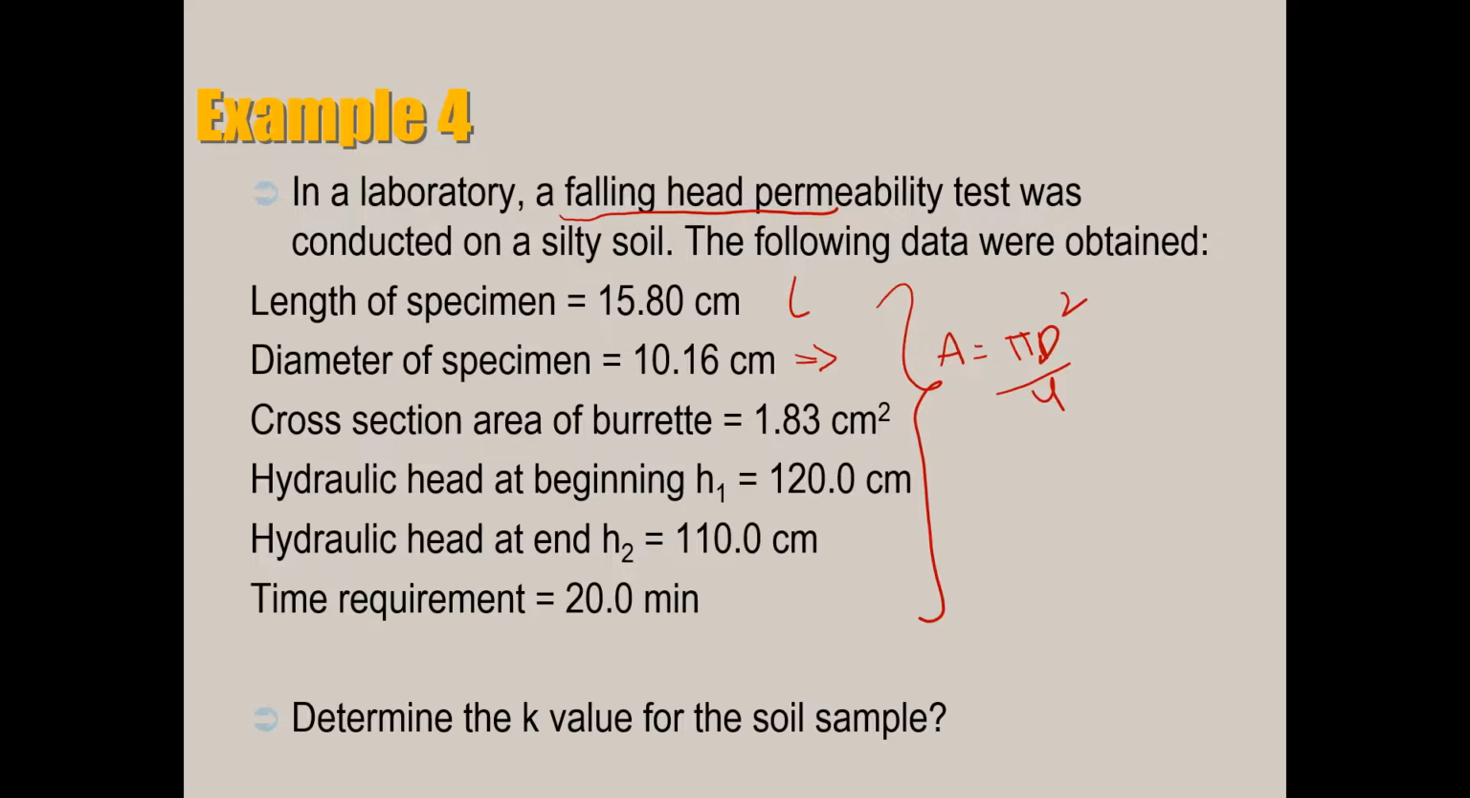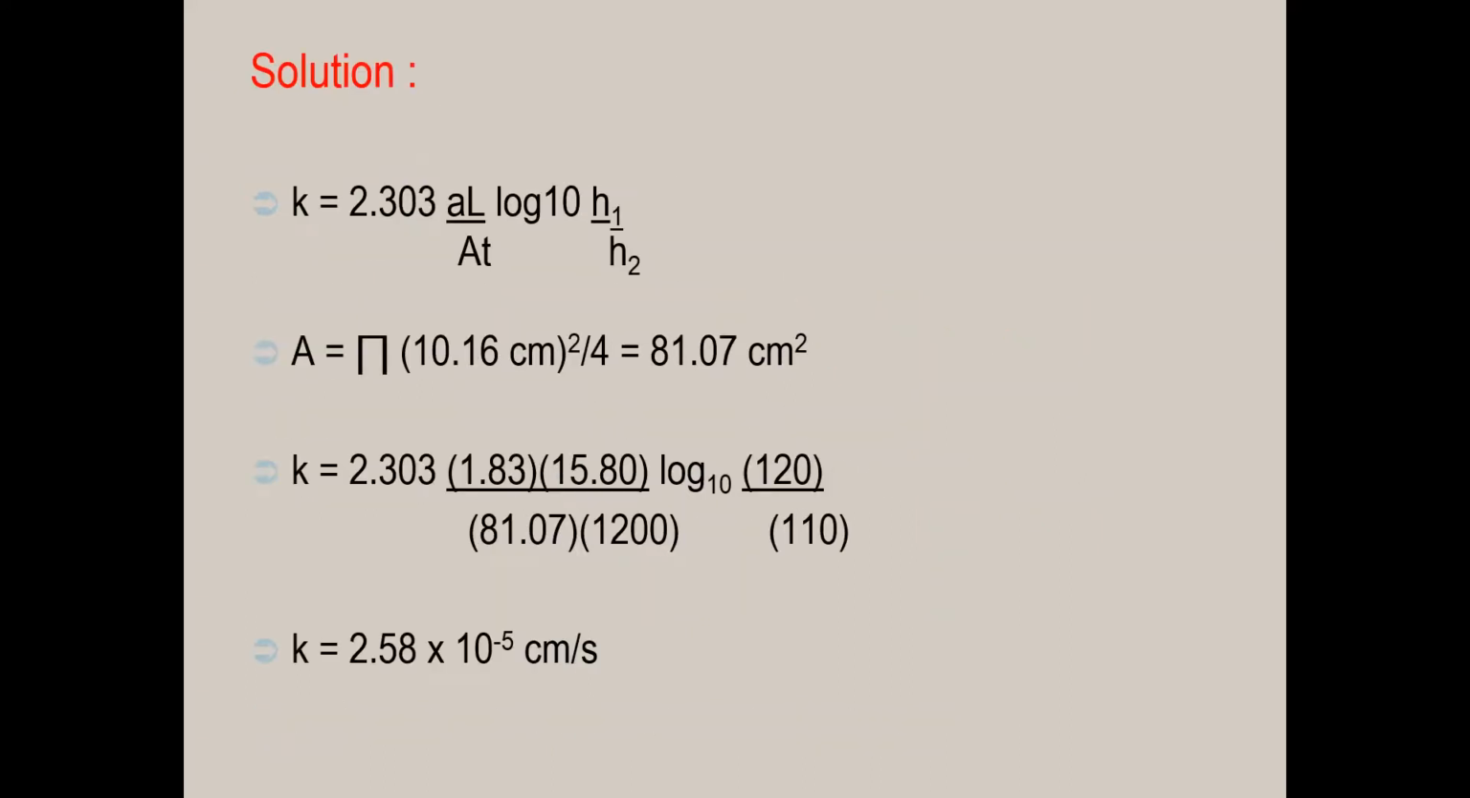The hydraulic head at the beginning and at the end, the difference between these two is 10 cm. The time required is 20 minutes. So find the K value using the falling head test equation. So this is the falling head test equation. Bear in mind it's different from the constant head test. You put everything there.